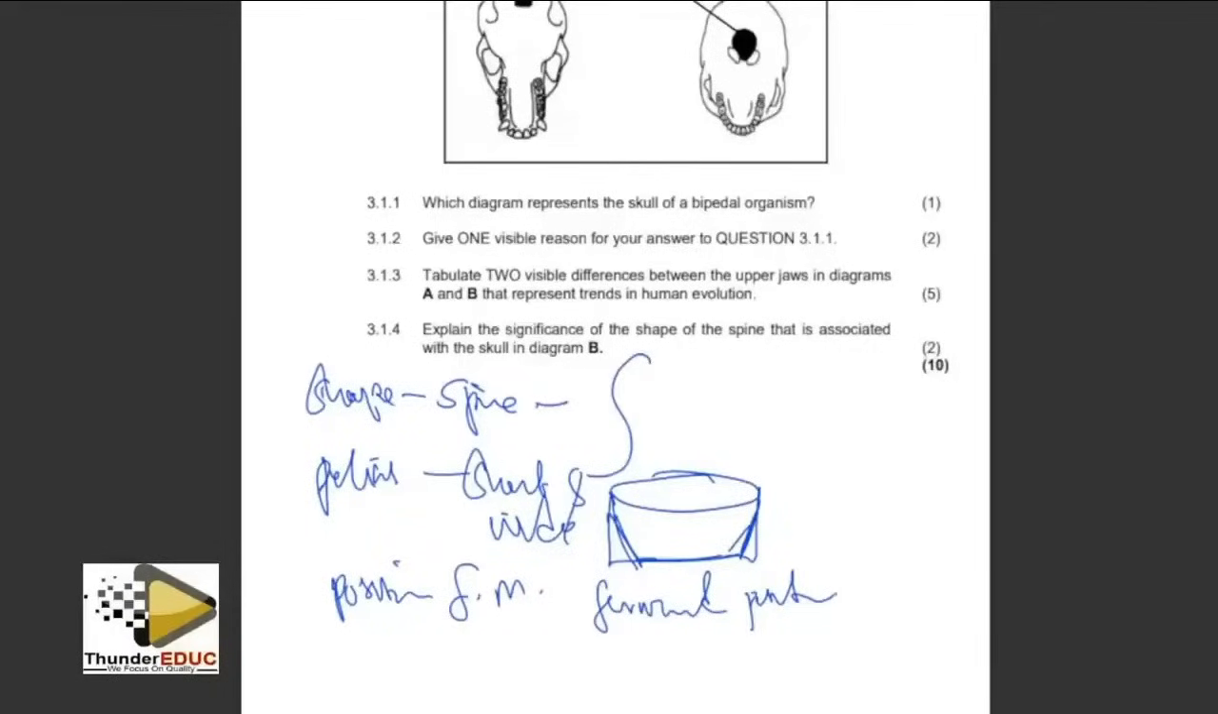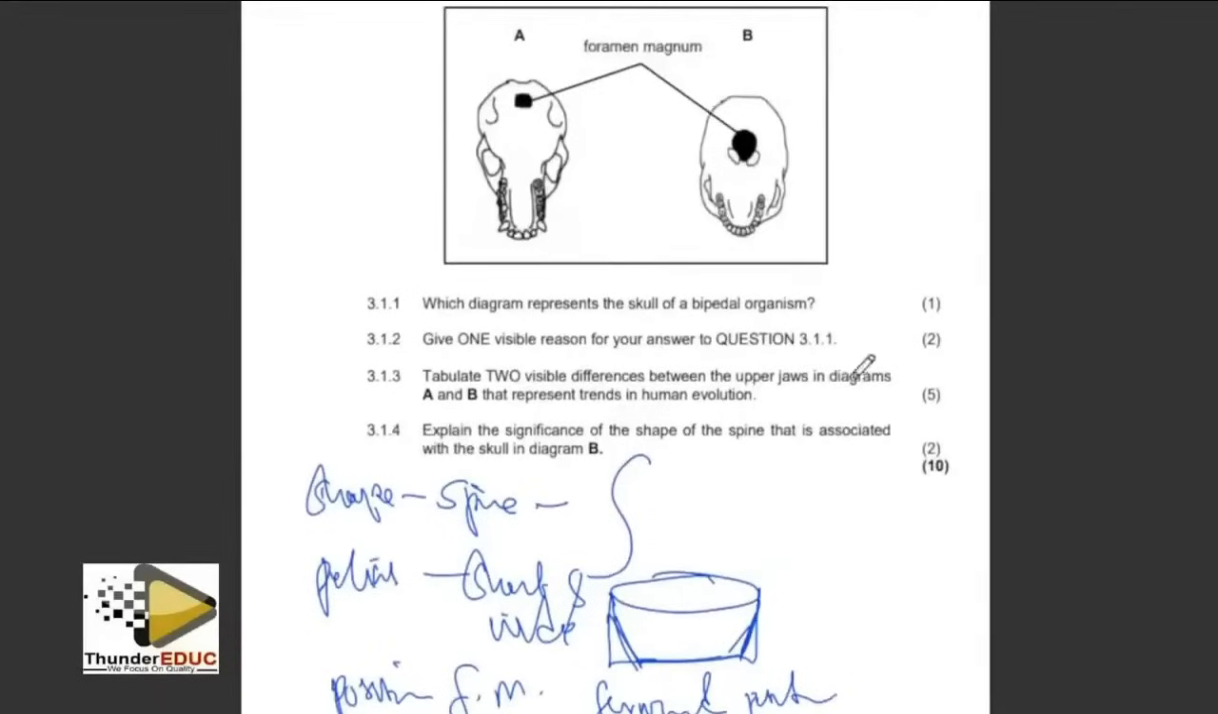Then the next question is tabulate visible. They are saying visible. Don't bring about anything else. Visible difference between the upper jaw and the lower jaw of A and B. Check upper jaw, lower jaw. They're only looking for this. In most cases, when we bring these, you have to know the differences.